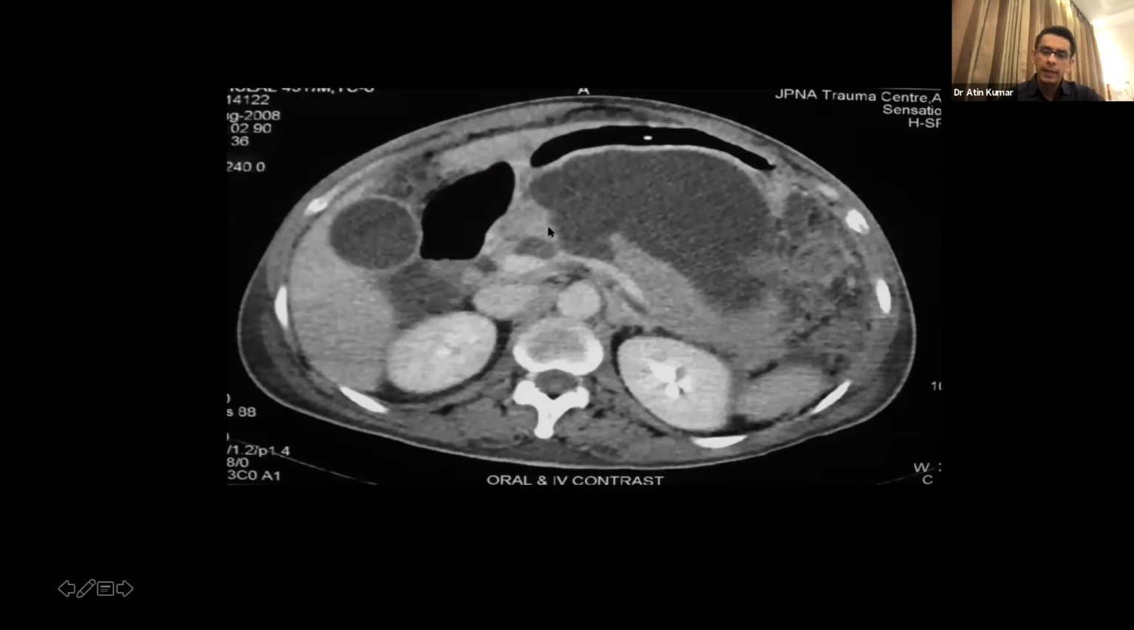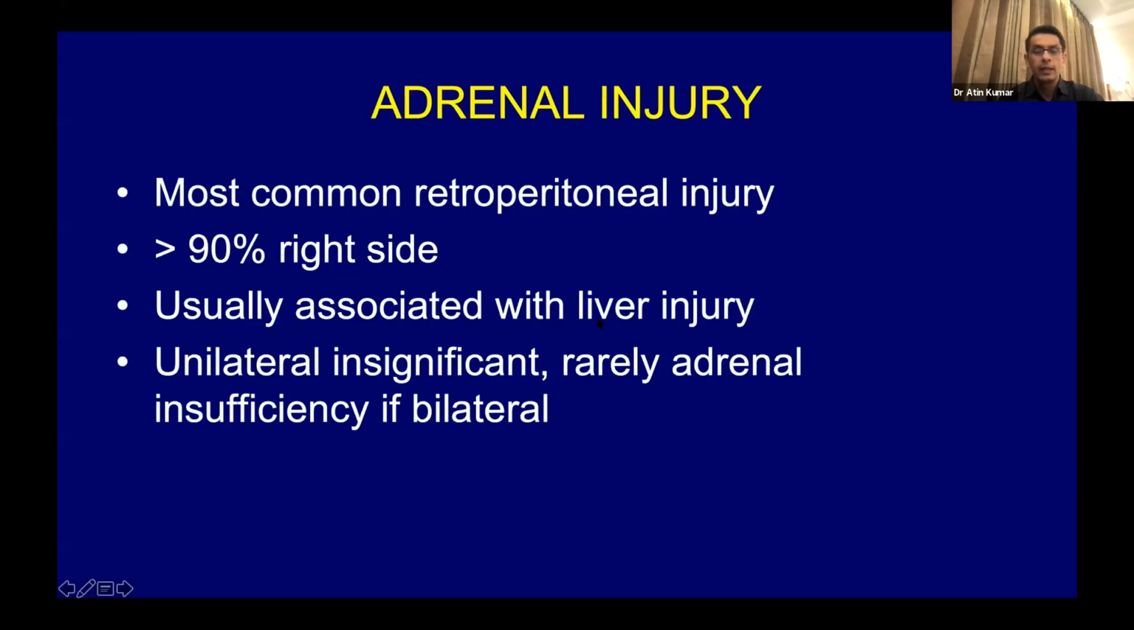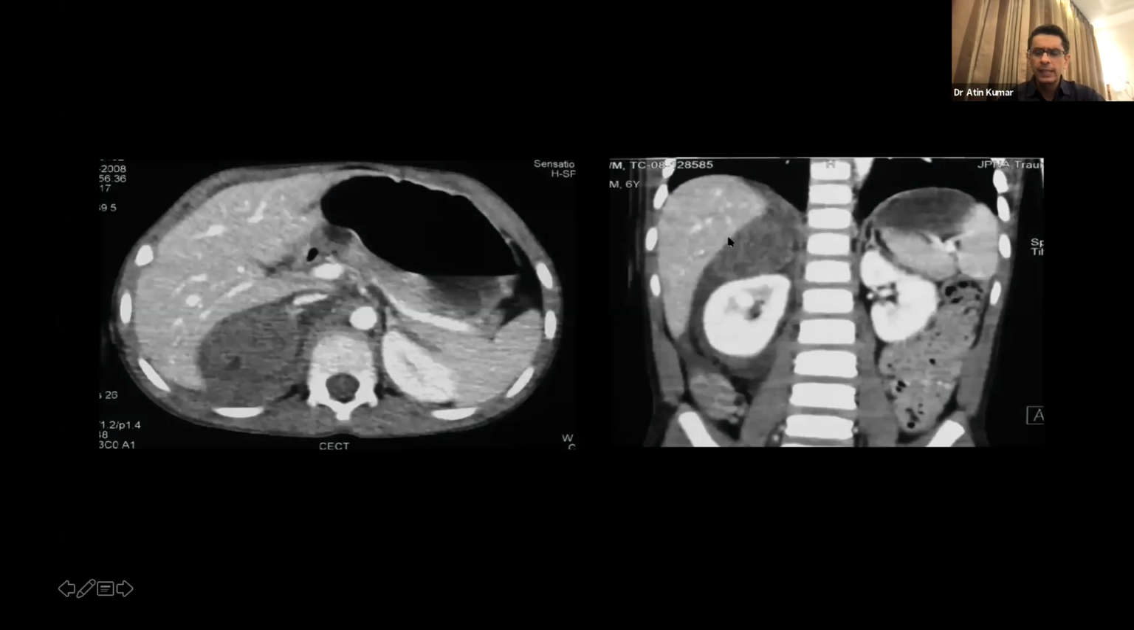This is one example in which you have a laceration of the pancreas with a big collection which has formed. This was done some 20 days post-abdominal trauma, right? Adrenal injury is a very small component, insignificant. We may see large adrenal hematomas, but they usually are not of any significance unless they are bilateral and enlarged.